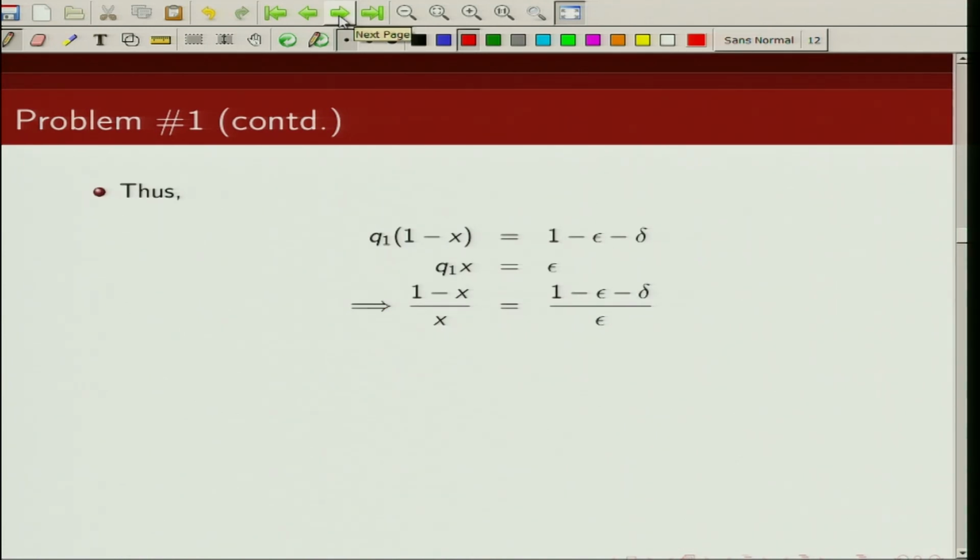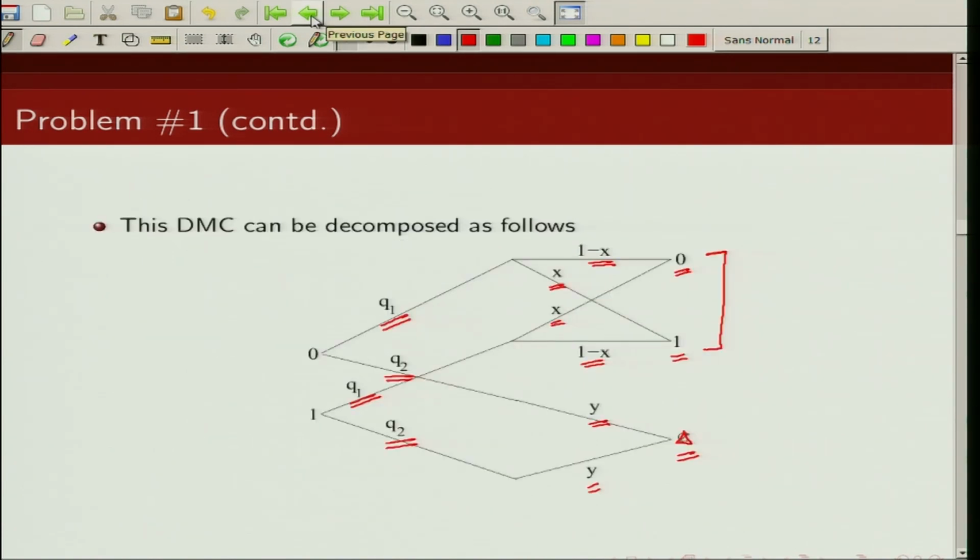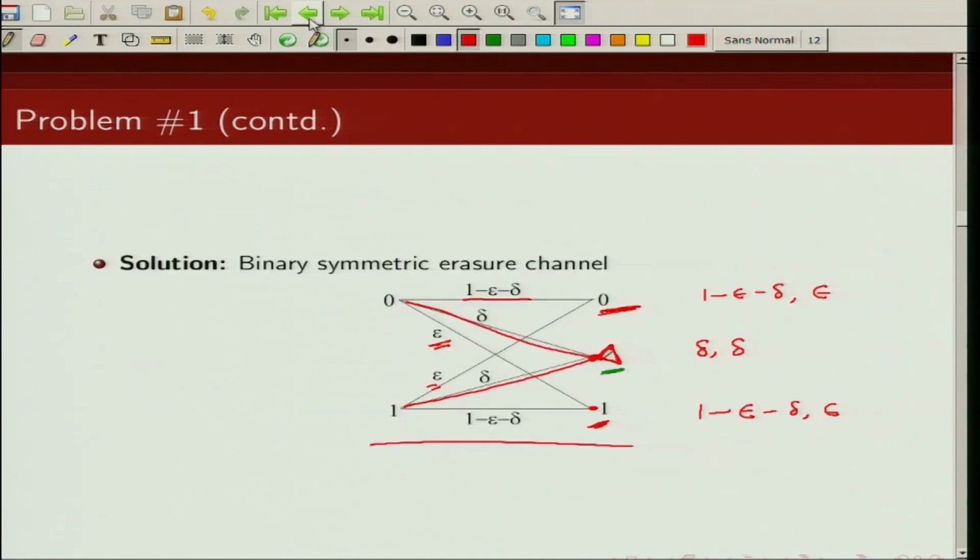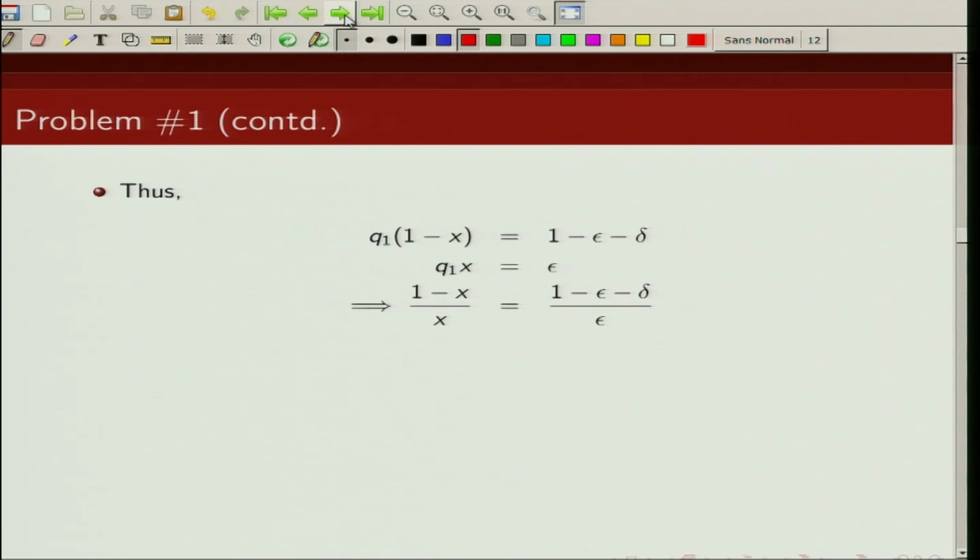So we can see Q1 times 1 minus x is 1 minus epsilon minus delta. If you look at probability of 0 given 0, this is given by Q1 times 1 minus x. And let us go back to the original probability of 0 given 0, that is 1 minus epsilon minus delta. So that's why we wrote Q1 times 1 minus x is 1 minus epsilon minus delta.